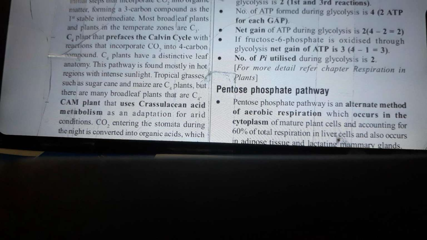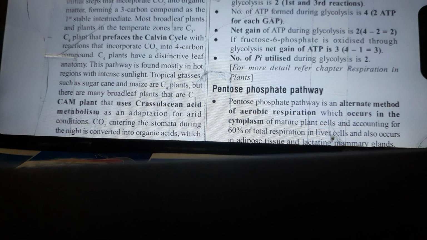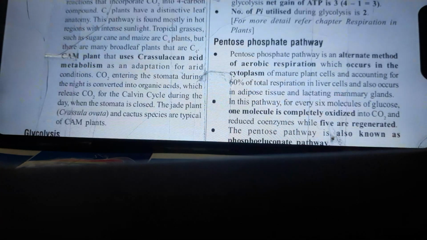C4 is a plant that prefaces the Calvin cycle with reactions that incorporate CO2 into a 4-carbon compound. C4 plants have a distinct leaf anatomy. This pathway is found mostly in hot regions with intense sunlight. Tropical grasses such as sugarcane and maize are C4 plants, but there are many broadleaf plants that are C4 too. C3 plants use the Calvin cycle for initial steps and incorporate CO2 into organic matter. So that's a difference there.